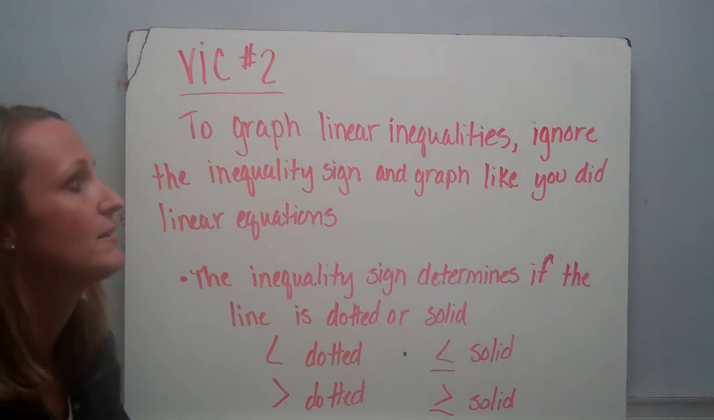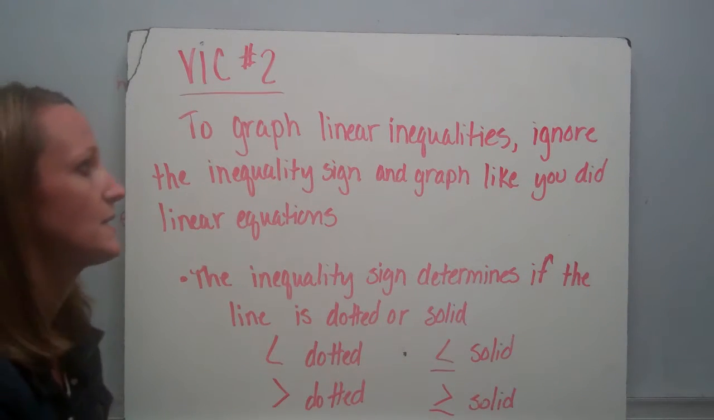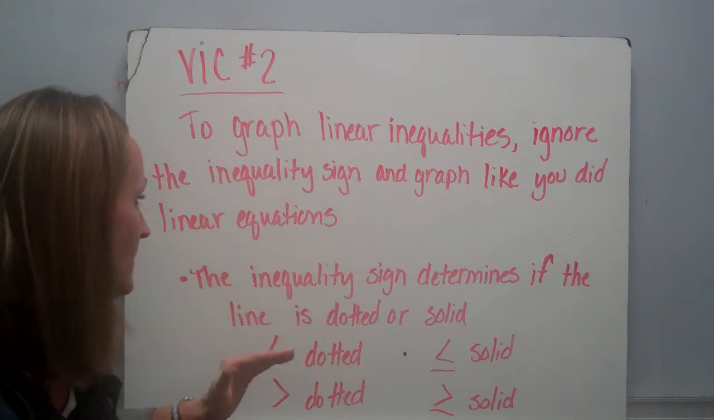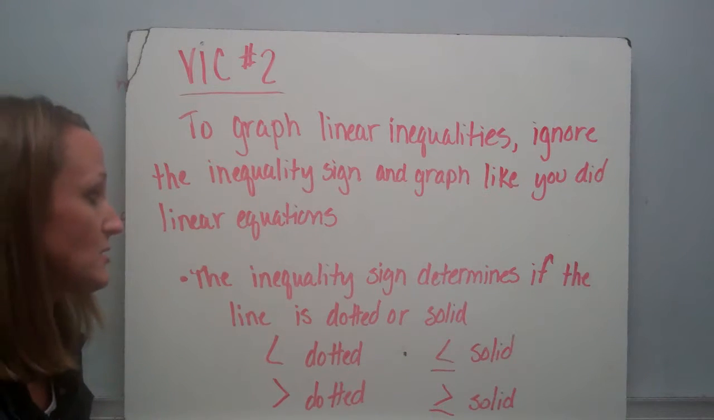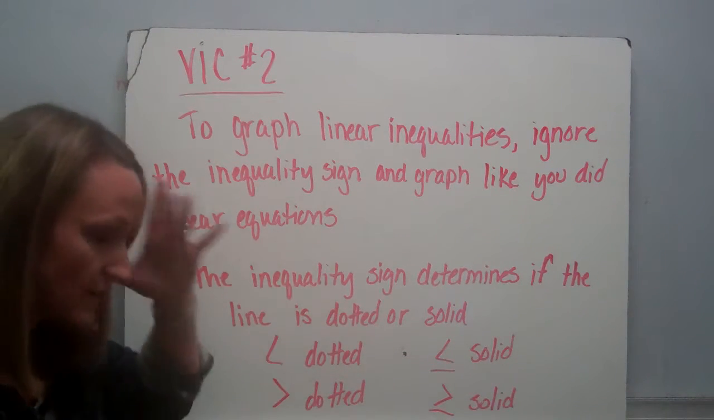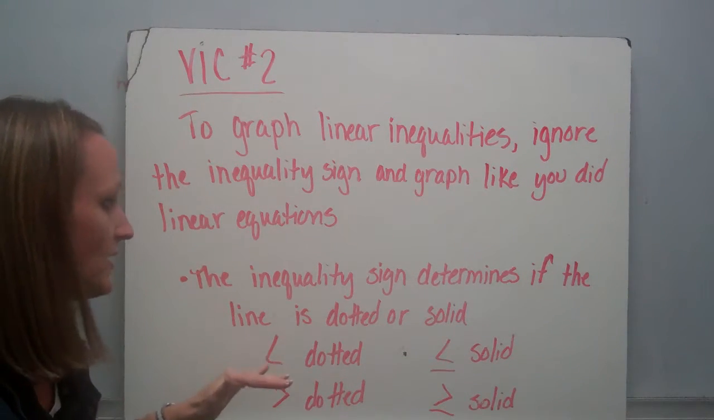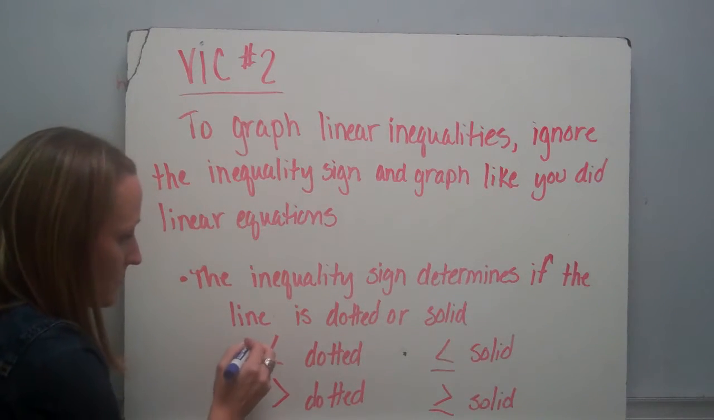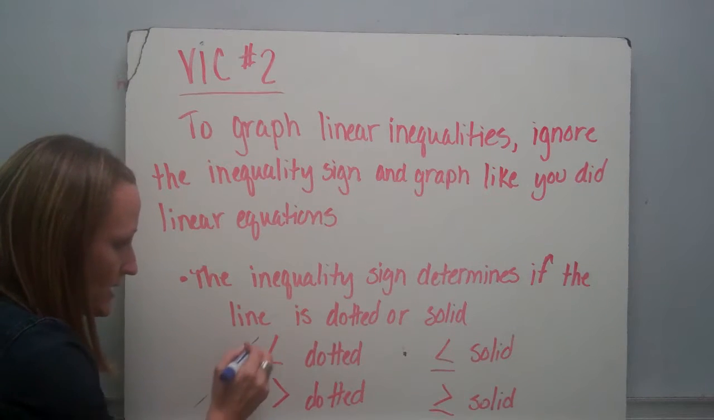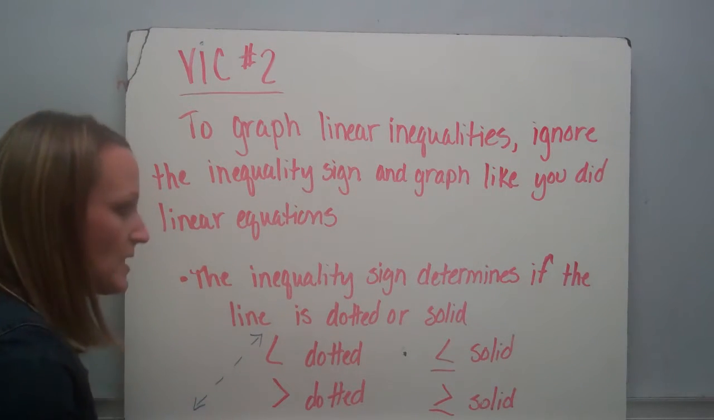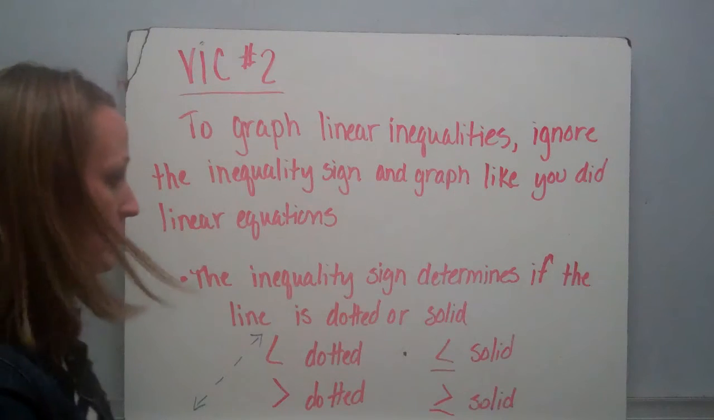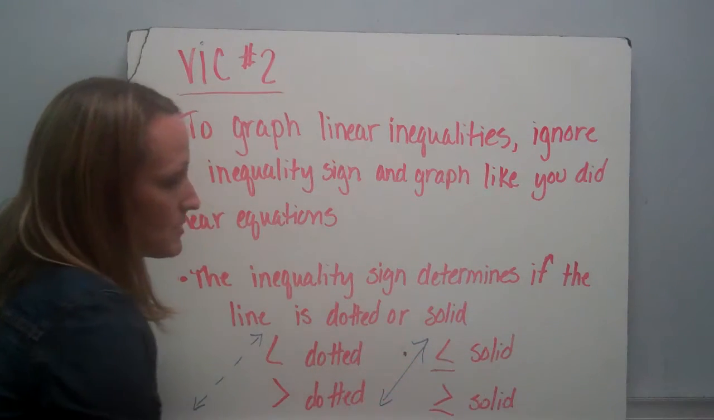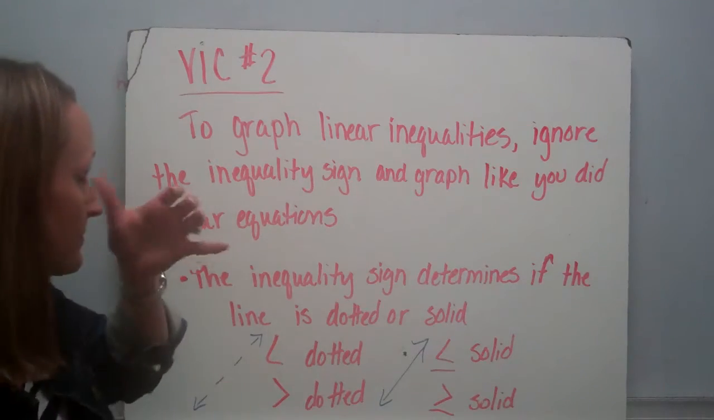Very important concept number two. To graph linear inequalities, ignore the inequality sign and graph just like you did linear equations. In other words, get the line on there. But then the inequality sign is going to determine if the line is dotted or solid. If you have just a greater than or less than sign, you're going to do a dotted line, like this. If it's a less than or equal to or greater than or equal to sign, it's going to be solid, just like it was when we did linear equations.